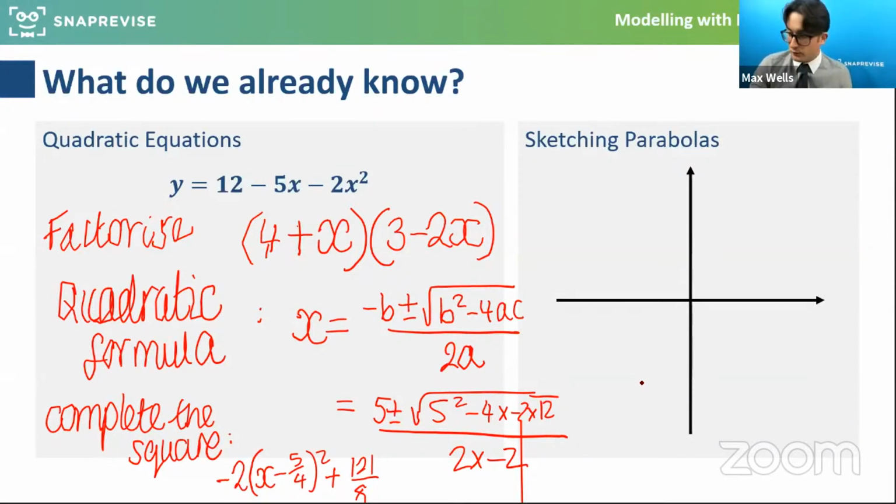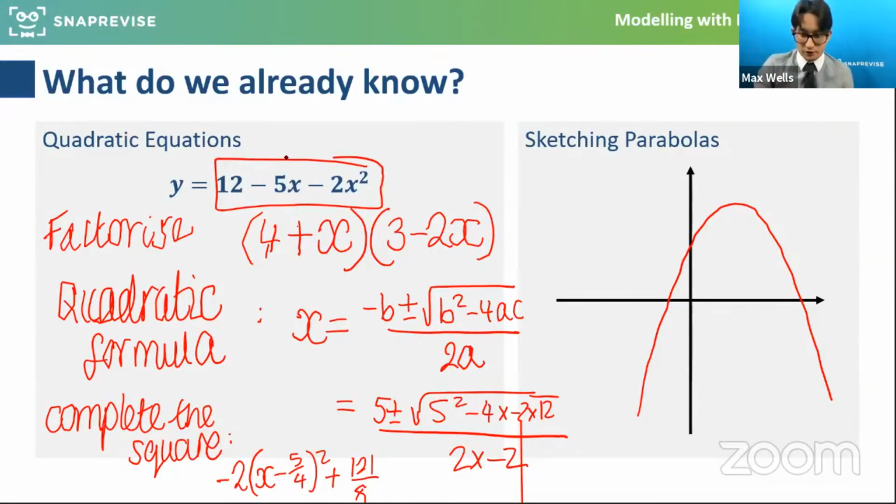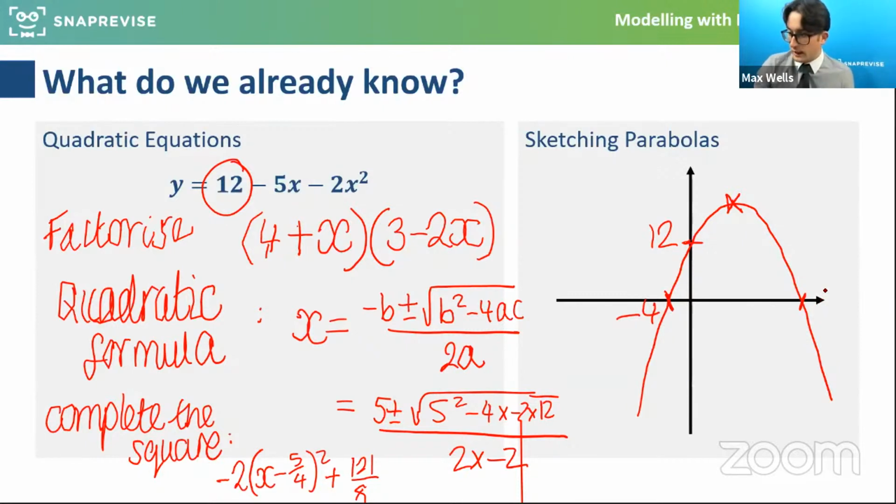The other thing is that we'll also notice, those that have started the A-level, being able to sketch graphs is really important, knowing that a negative parabola will have this sort of unhappy face shape, and it will have a turning point that will be a maximum point of the graph. We know that the y-intercept will be 12. We know that the solutions will be the x-intercepts, which would come out as -4. And the positive one from this factor here would be 3/2 or 1.5. And the turning point from completing the square would be 5/4, 121/8.